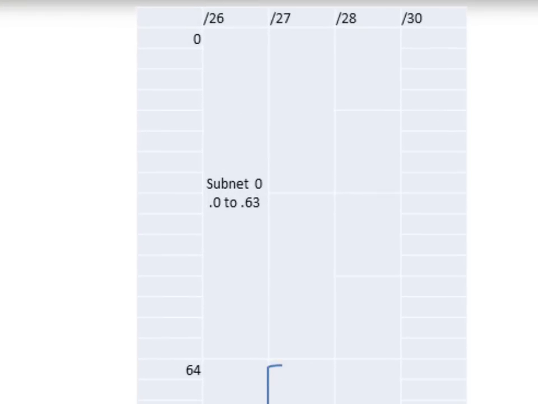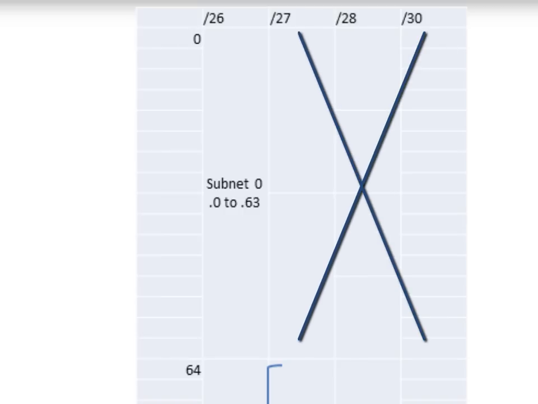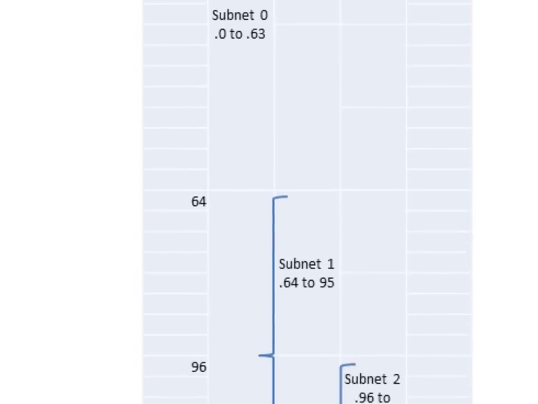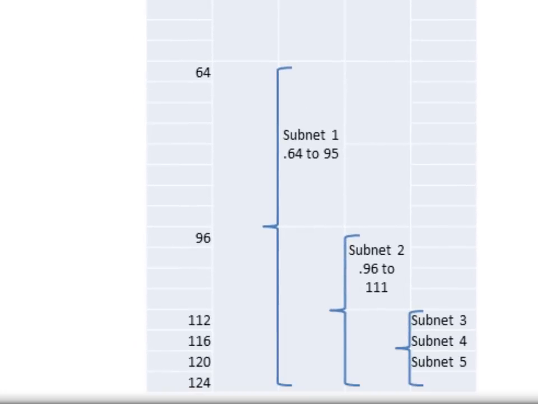Notice that subnet 0 goes from 0 to .63, and it takes up that very first column, and nothing to the right can be used because I'm using the range from 0 to 63. And if I look down below, starting at 64, going all the way up to about 127, I have another series of subnets. And this is where the VLSM is coming in.